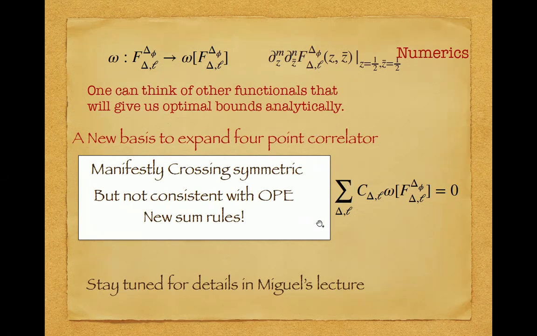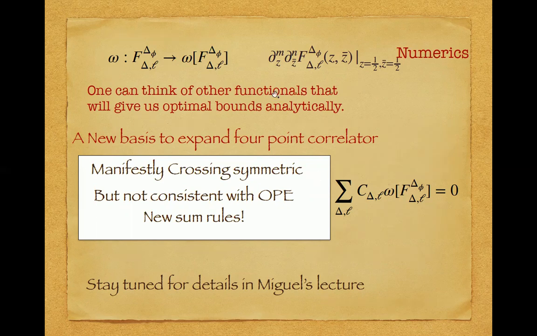Namely, you can see that this S channel equal to T channel kind of thing was not manifested in our usual Bootstrap equation, and we solved the equation. So those kind of symmetries would be automatic, and it will not be consistent with the OPE, and you will get out these new kinds of sum rules.